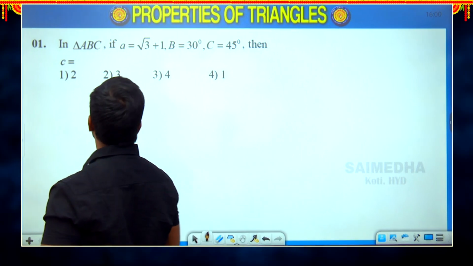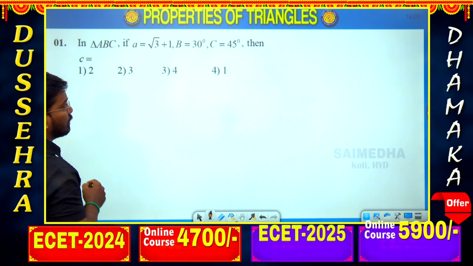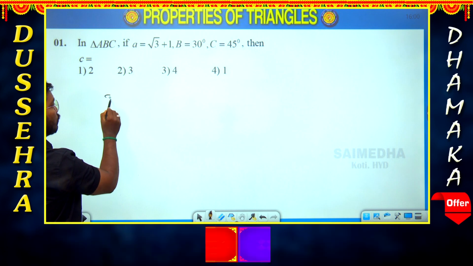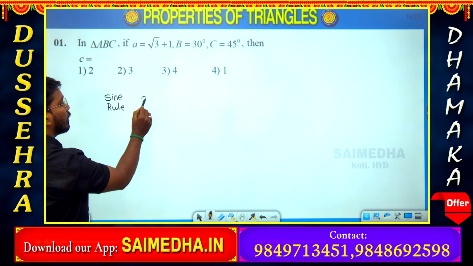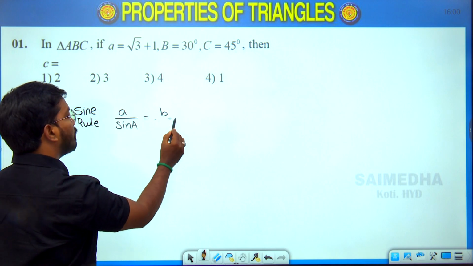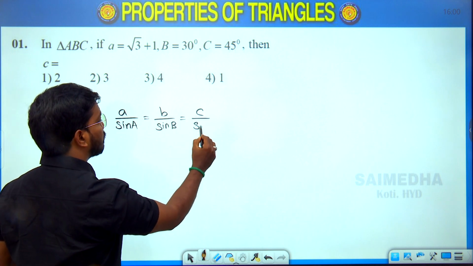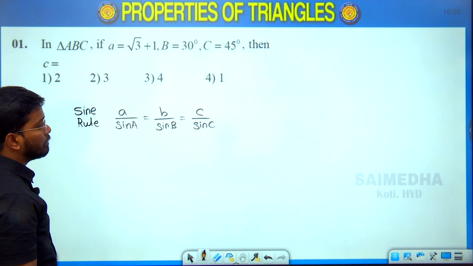In triangle ABC, if a is equal to root 3 plus 1, B is equal to angle 30, C is equal to angle 45, then small c equals to? We know a formula of sine rule. The sine rule indicates a by sin A is equal to b by sin B is equal to c by sin C.